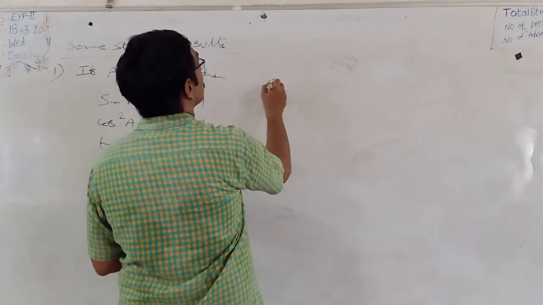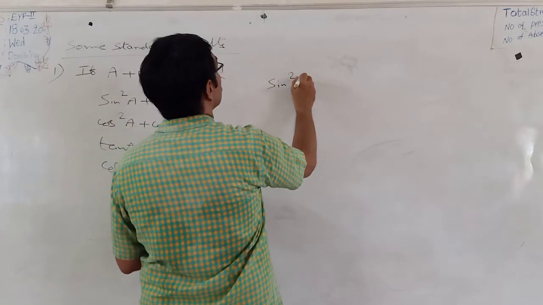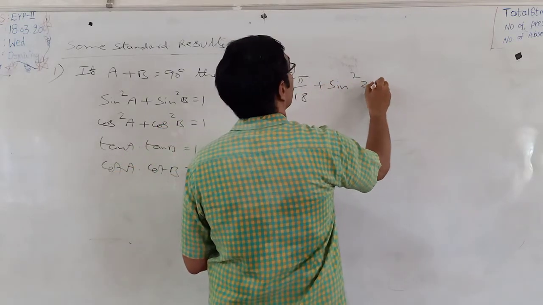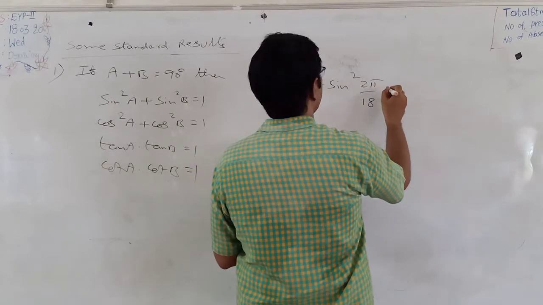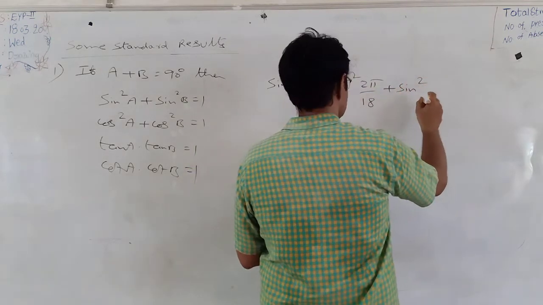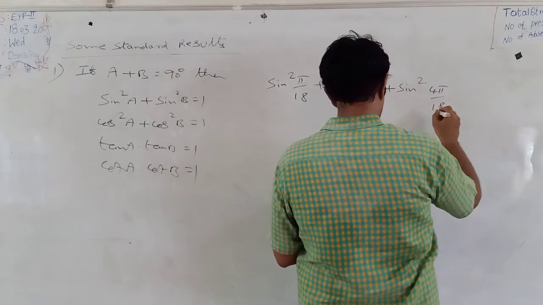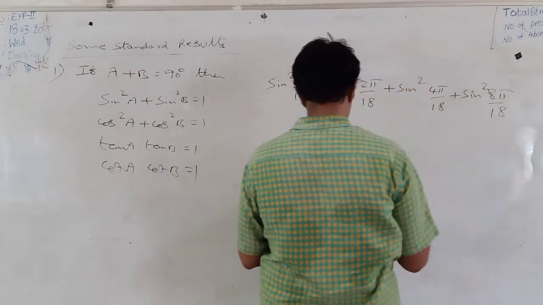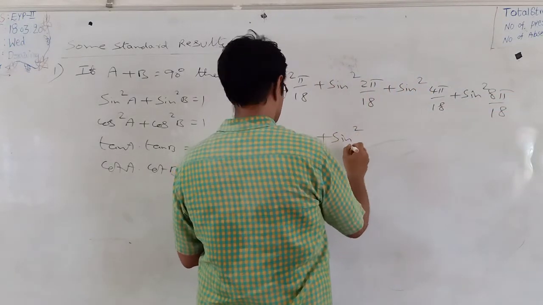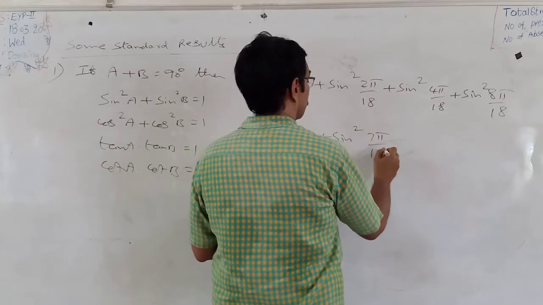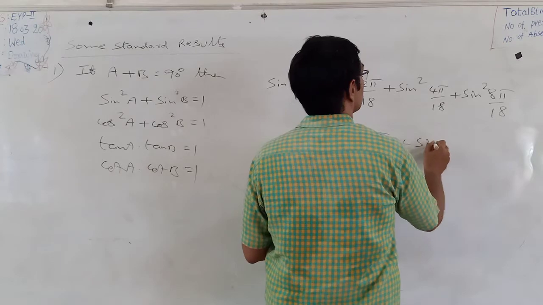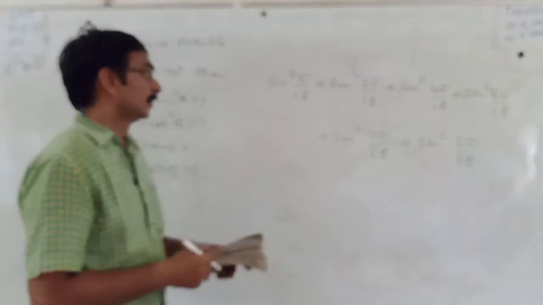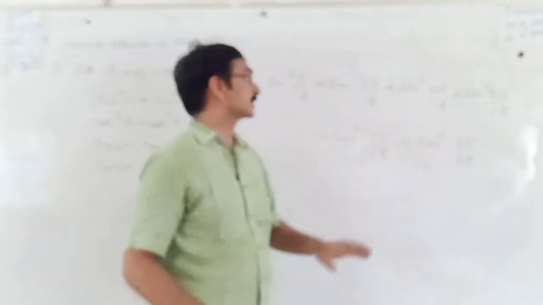See second problem. Sin square pi by 18 plus, here angles in terms of radians, sin square 2 pi by 18 plus sin square 4 pi by 18 plus sin square 8 pi by 18 plus sin square 7 pi by 18 plus sin square 5 pi by 18. Okay, 1 2 3 4 5 6 terms.